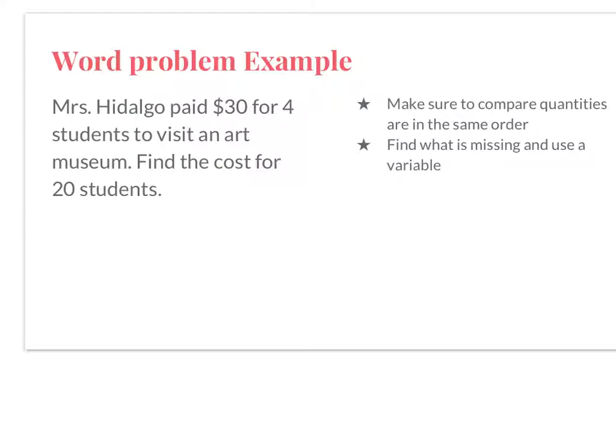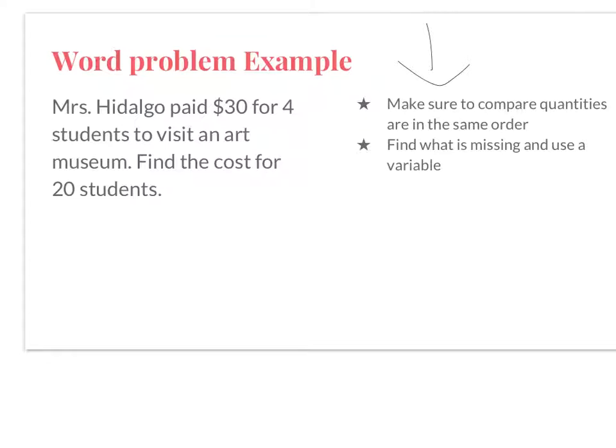Here's an example of a word problem. Mrs. Hidalgo paid $30 for 4 students to visit an art museum. We want to find out the cost for 20 students. Some helpful hints to remember: make sure to compare quantities in the same order, so set up your ratios like you did in our last couple of units. Then find what's missing and use a variable.